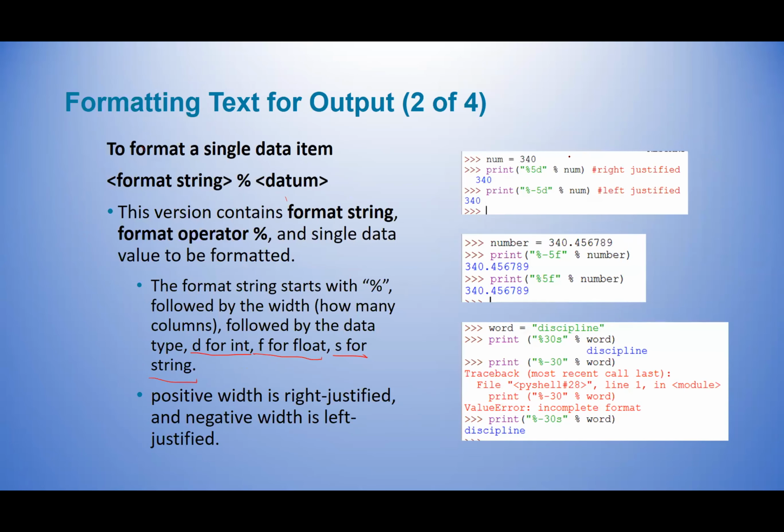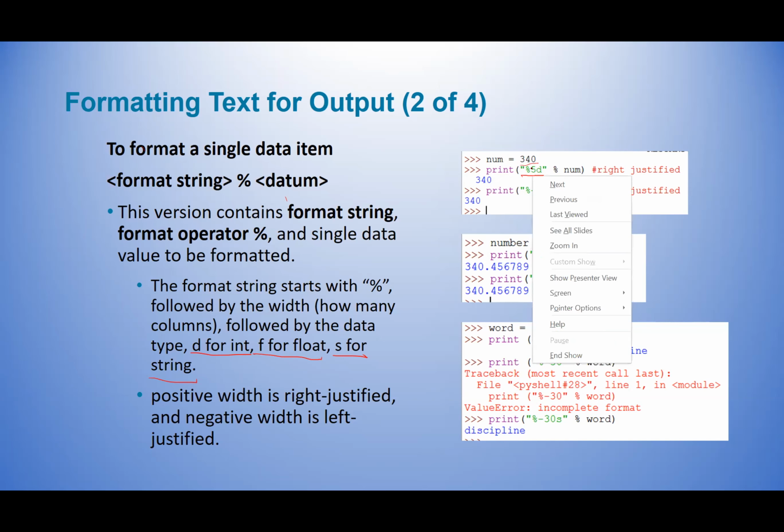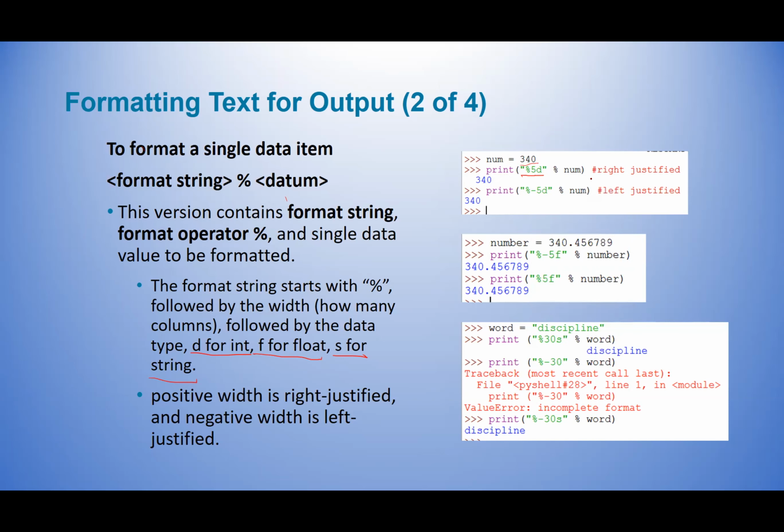Okay, look at this one. This is easier to understand, right? This is the formatting string. Your num is 340, and the formatting string is 5, which means the width is 5, and because it's positive, it's right justified. That means it's aligned to the right. And it's an integer, D is an int. So when you print it out, it's right justified with width 5.